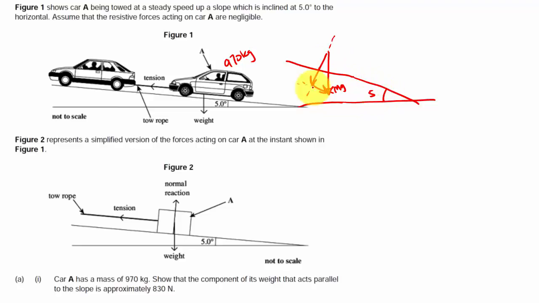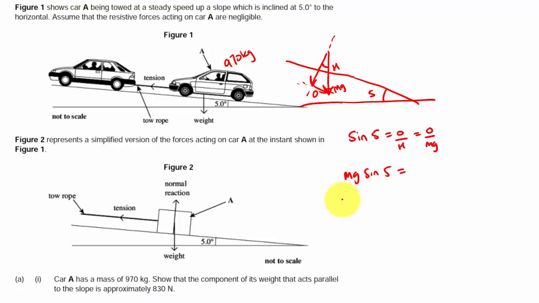If this angle here is 5 degrees, because of the way I constructed this triangle, this angle must also be 5 degrees. This is the hypotenuse of the triangle. This is the opposite because it's opposite the angle. So I can use sine of 5 degrees equal to the opposite divided by the hypotenuse. In this case, the hypotenuse is mass times gravity. If I multiply both sides by mg, it becomes mg sine 5 equal to the opposite side, which is the component I'm looking for.